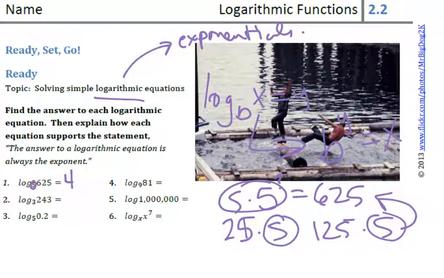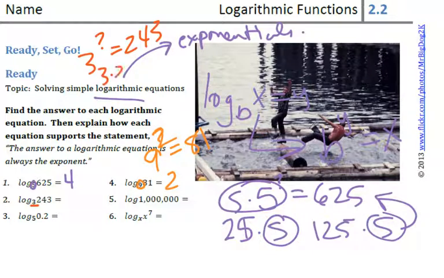If we look at number 4, 9 to what power equals 81? Well, it's easy, it's 9 squared. So the logarithm base 9 of 81 is 2. Next, log base 3, so we'd have 3 to what power equals 243. Well, 3 times 3 times 3 is 27, times 3 is 81, times 3 again is 243. So 1, 2, 3, 4, 5. So log base 3 of 243 is 5.